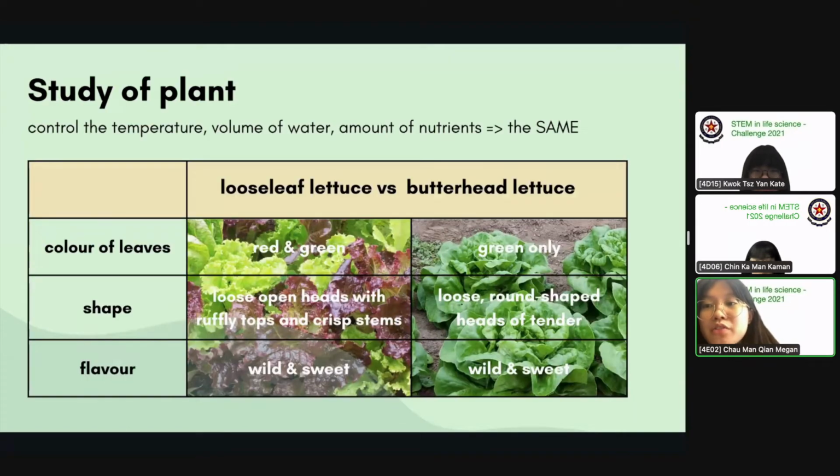There are some control variables. After planting, we found that the color of leaves are different. The leaves of loose-leaf lettuce are red and green, but butterhead lettuce is only green. The shape of the two are also different. However, they have similar tastes, both sweet and mild.